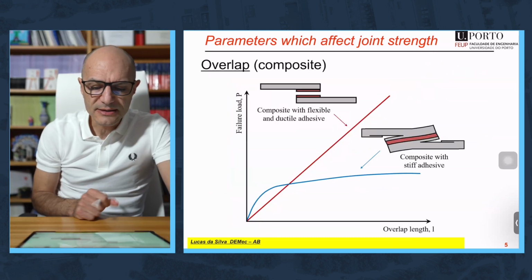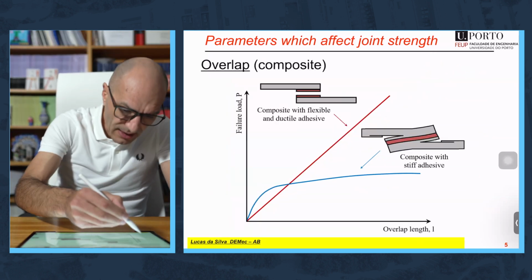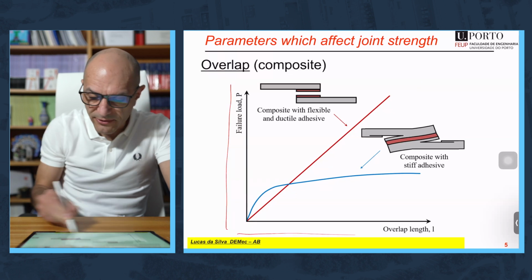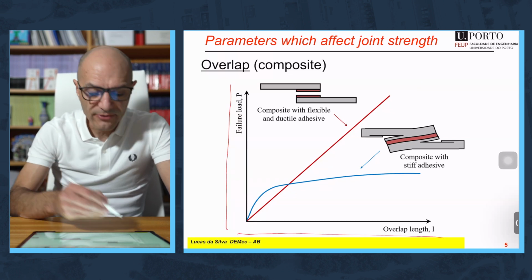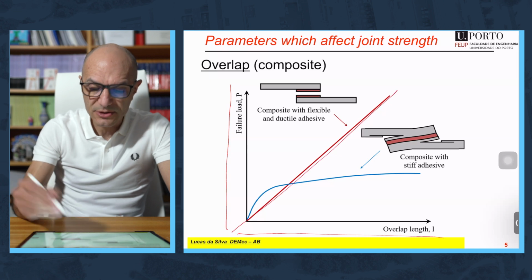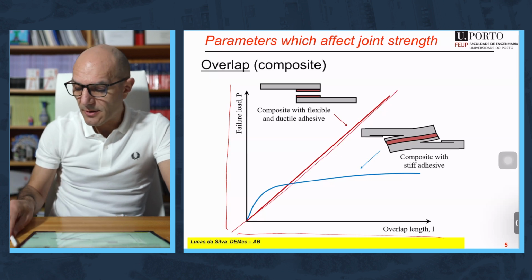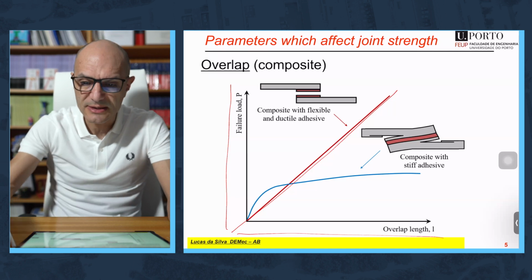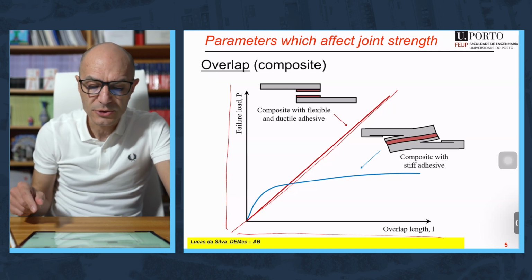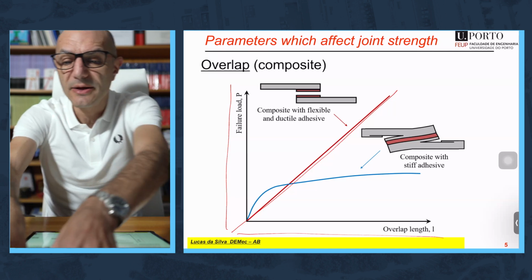Okay, now let's imagine we have composite. Again, force load versus overlap. And we start with a case where we have a relatively flexible adhesive, such as a toughened epoxy, for example, or two-part polyurethane adhesive. In this case, again, you have proportionality because you don't have delamination.